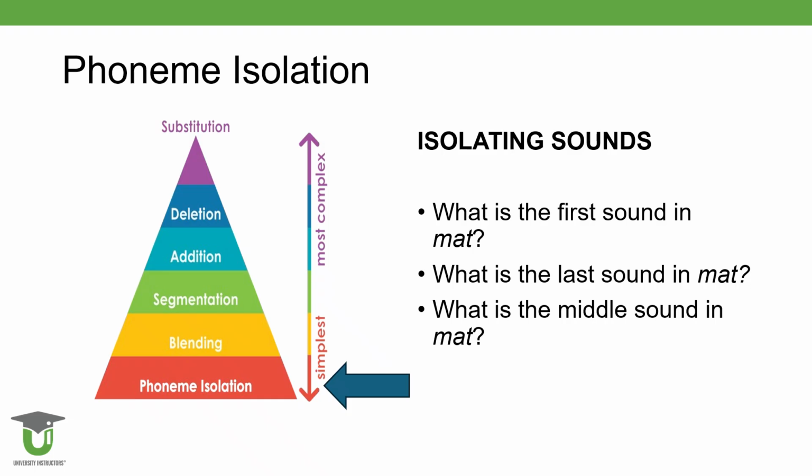Beginning sound isolation activities are a great way to help students develop their phoneme isolation skills. Beginning sound isolation is simply pulling the first sound off a spoken word, so students can isolate the first sounds in words, as in B in the word bear or S in the word soap.